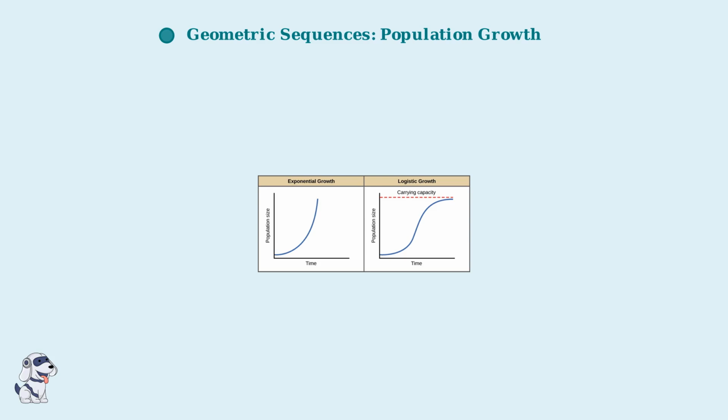Pure exponential growth assumes unlimited resources and constant growth rates. In reality, most populations eventually face resource constraints, leading to logistic growth. However, geometric sequences perfectly model the initial exponential phase of population growth.